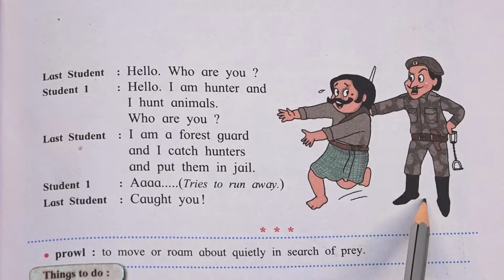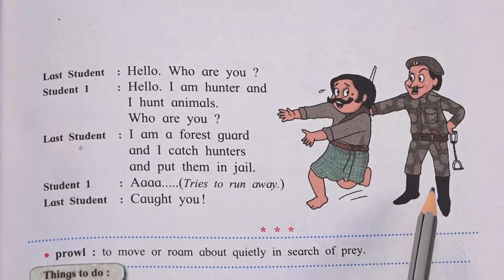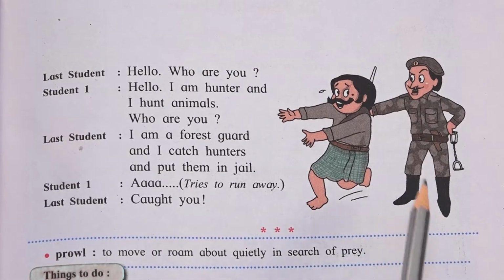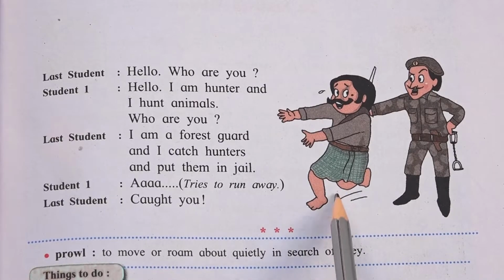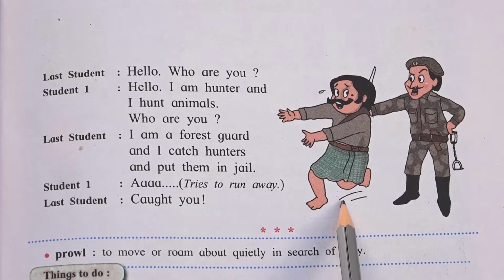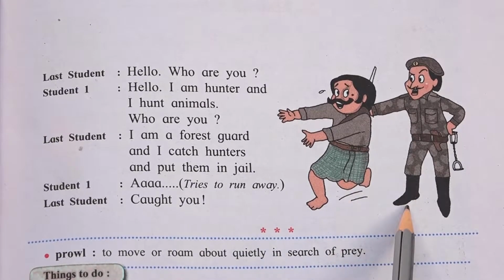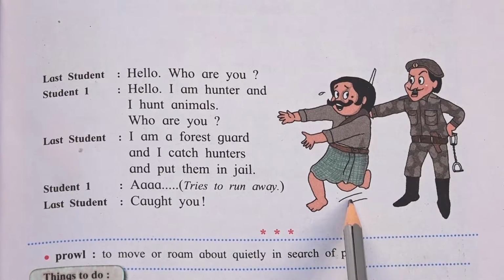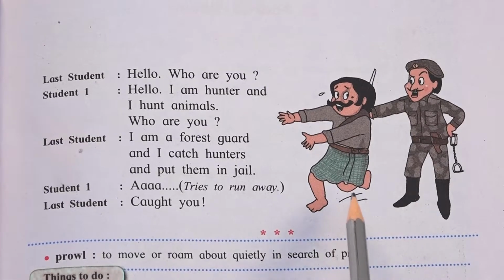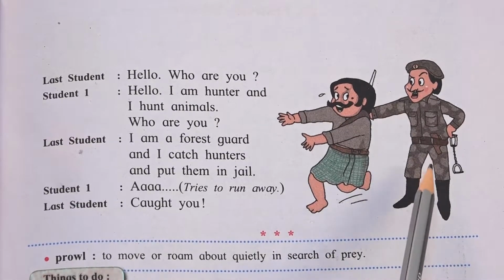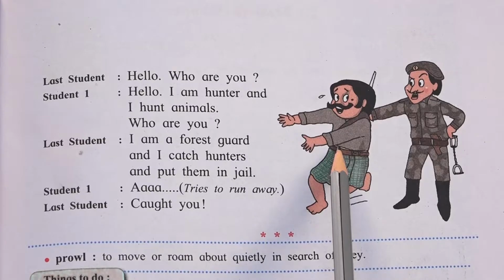This is a forest guard. Forest guards catch hunters and put them in jail. As soon as the hunter knows it's a forest guard, the hunter tries to run away. But the forest guard catches hold of him.